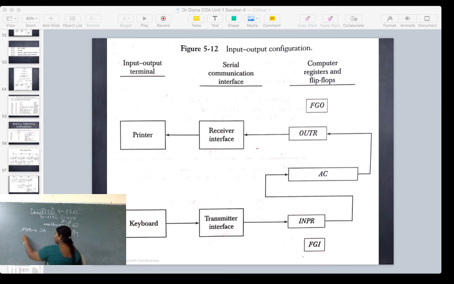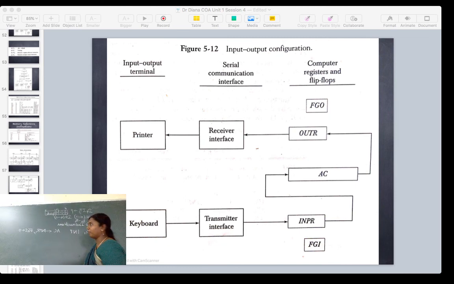Once the data is received by the accumulator, it means no more data is available in the input register. So I should indicate it using the flag. What should the accumulator now do? It should reset the flag bit FGI to 0. Clear? The FGI is also set to reset to 0 now. Once this is complete, we can clear off the sequence counter and go to the next instruction.